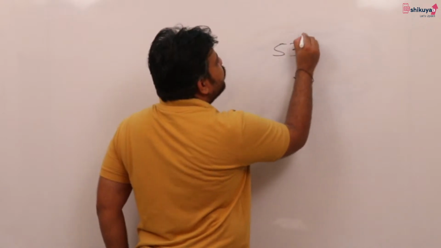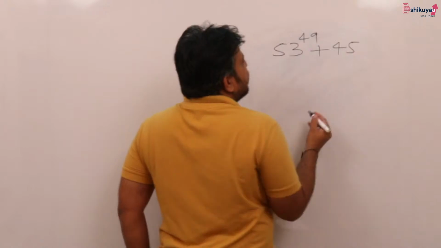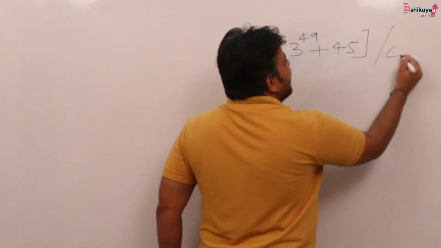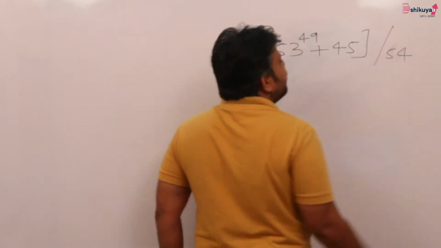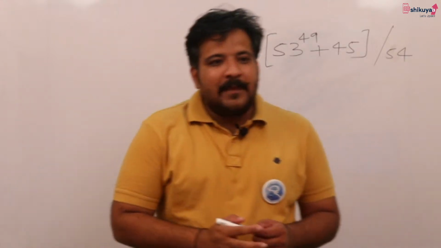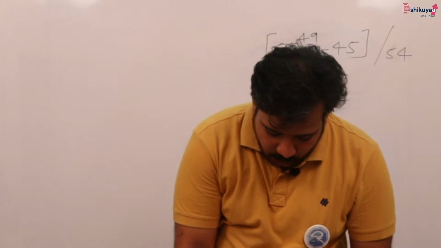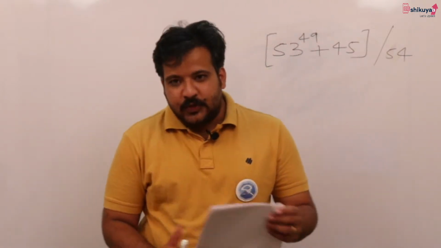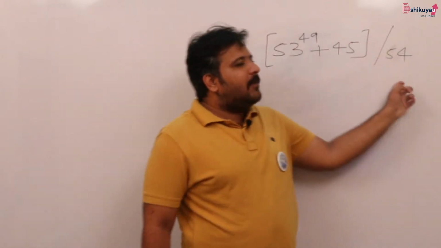53 raised to 49, right? Ajay sir, can you quickly go to that number? 45. Now, this number when divided by 54, what will be the remainder? So look at the question first of all. What is the question? The question is 53 raised to 49 plus 45 divided by 54.